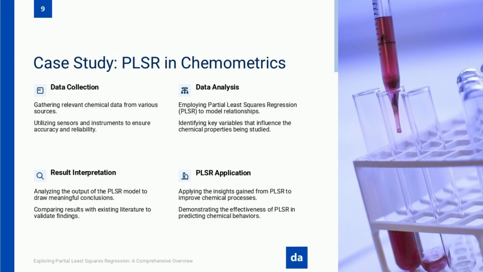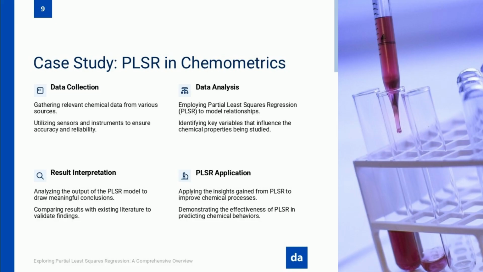Another big win for PLSR is quality control in manufacturing. Let's say a company wants to predict the concentration of an active ingredient in a pharmaceutical drug based on spectral readings. Traditional methods would struggle with noisy, overlapping signals, but PLSR cuts through the clutter, creating a reliable model that predicts ingredient levels with high accuracy. This not only speeds up production, but also ensures consistency and safety in products like medicine, food, and industrial chemicals.